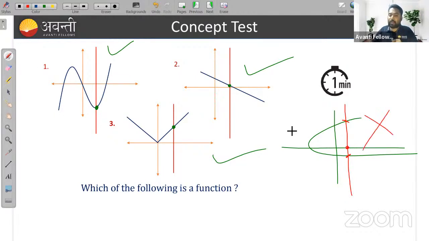That's why it is not a function. But in all the three cases, the vertical line intersects each graph at a single point. That's why these graphs represent functions. I hope this is clear to all of you. Respond in the chat box if you have any doubt.